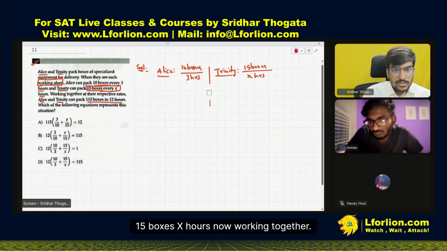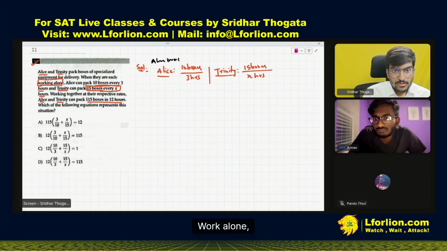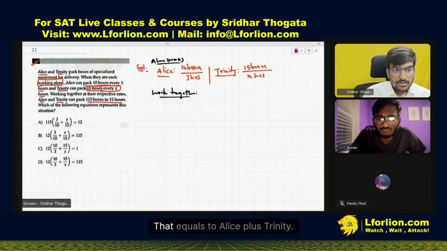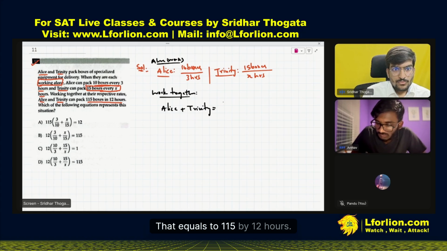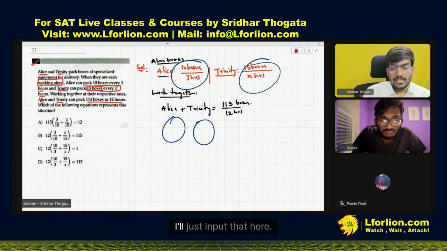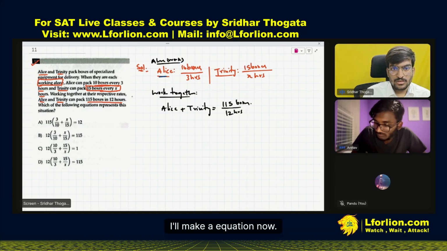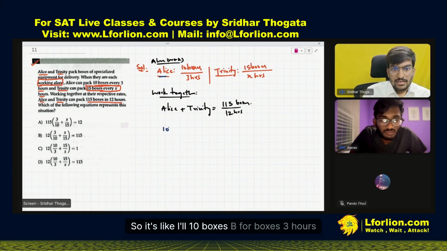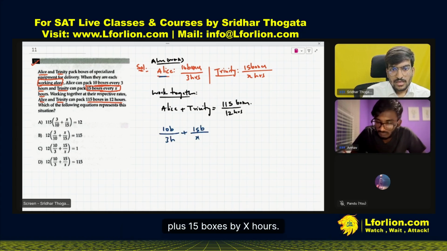Now working together. Work alone, work together. That equals Alice plus Trinity. That equals 115 by 12 hours. Right? Do you agree with me? Yep. And now I'm going to keep, what is Alice? Alice equals 10 boxes per 3 hours. Trinity 15 boxes per X hours. I'll just input that here. I'll make an equation now. So it's like 10 boxes, B for boxes, by 3 hours plus 15 boxes by X hours, that equals 115 boxes by 12 hours.